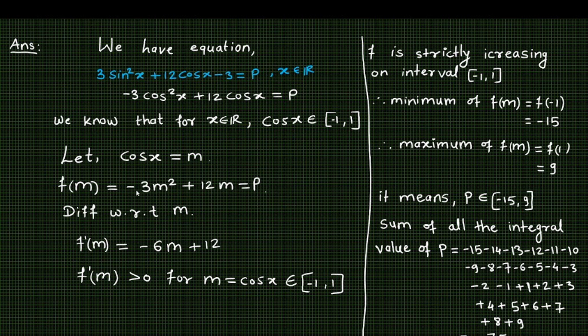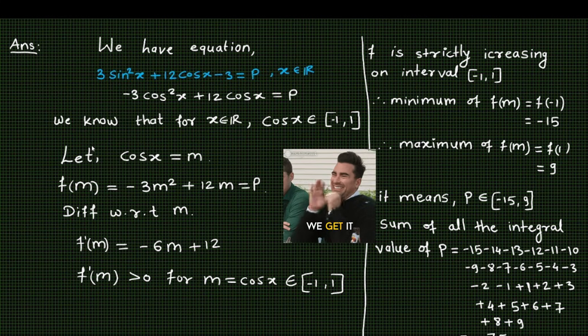Now we have a simple quadratic equation. We need to find its maximum and minimum value to find the range of p. To do this quickly, let's take the first derivative with respect to m. We get f'(m) = −6m + 12.